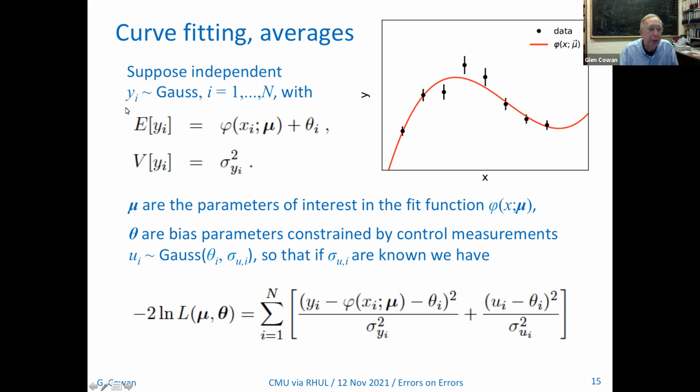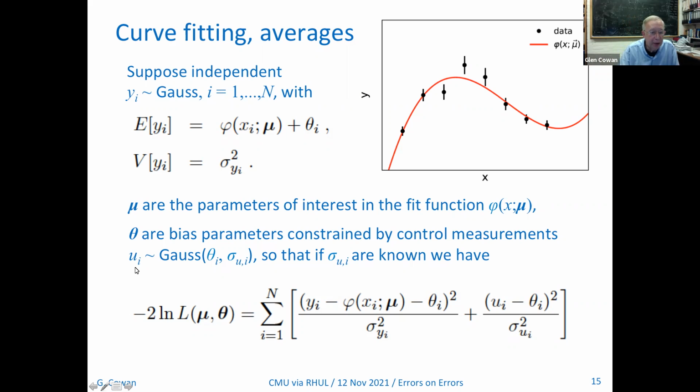Let's suppose that the primary measurements are Gaussian distributed and independent, and there's n of them. And I want to fit some curve represented by this function phi of x. And the parameters in that curve are the parameters of interest mu. But I've allowed here also for a bias parameter theta i. Let me assume that the variances of the y sub i's are known exactly. Those would be what we would typically just call the statistical errors of the measurement, and there's normally no big debate about their values. So let me assume that they're known.